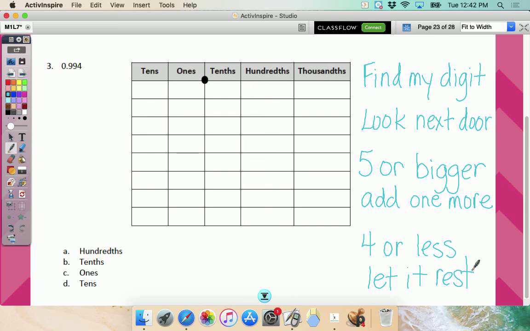Ivan? When it's 5 or more, add 1 more. Good. I add 1 more to which one? The circled or the underlined? The circled. Okay? What does 4 or less let it rest mean, Javen?